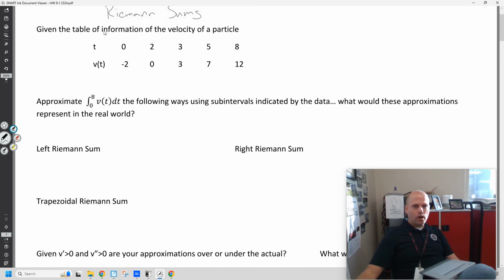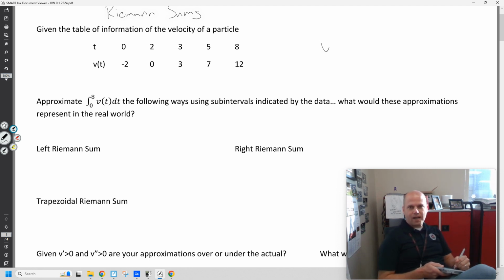All right, so we have a velocity of some particle. We have certain velocities over certain time intervals. I'm assuming it's like meters and seconds. We're approximating the integral from 0 to 8. And what would these approximations represent in the real world? So it's important. We're pretty much reviewing Unit 7 and Unit 8.